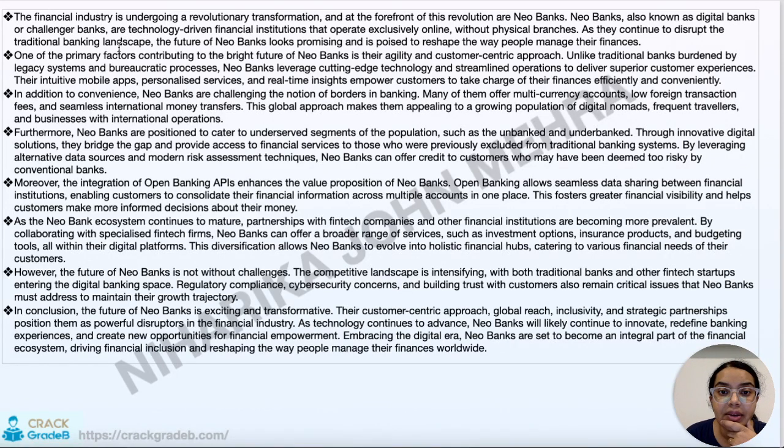So let's read ahead. Here is the introduction. Neobanks, also known as digital banks, are so and so. As they continue to disrupt the traditional banking landscape, the future is promising and poised to reshape. So the initial tone here is positive. The theme is positive. They're talking about how neobanks are going to change and be beneficial in the future. This at least I have understood from the first reading.